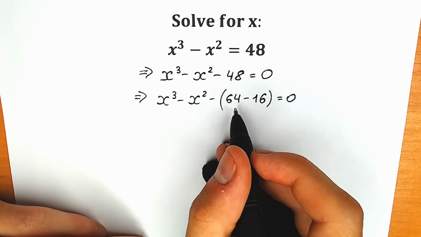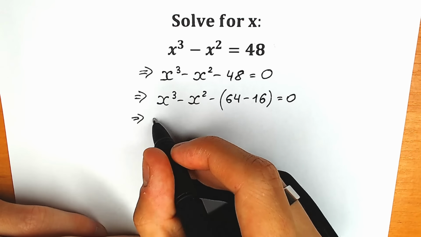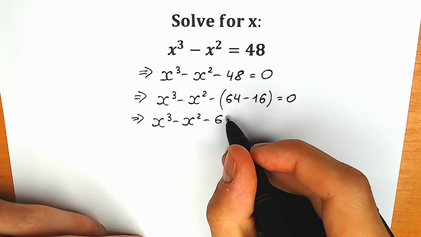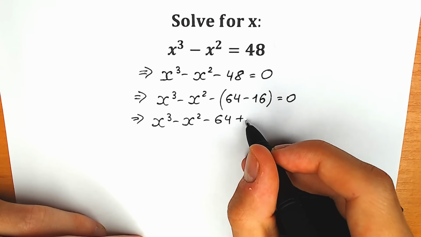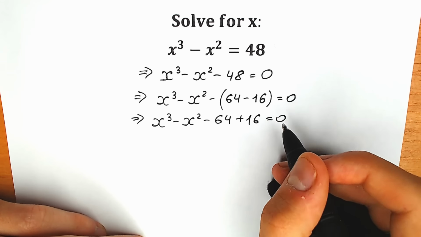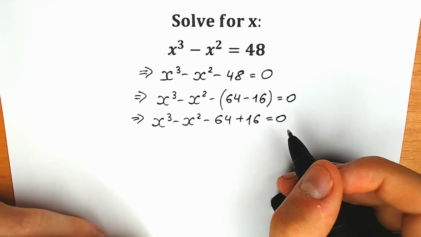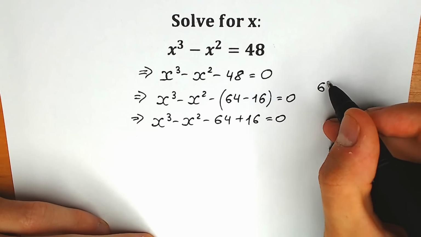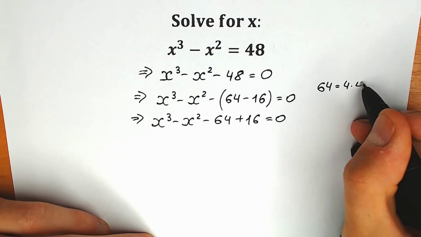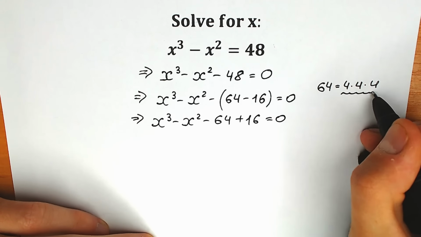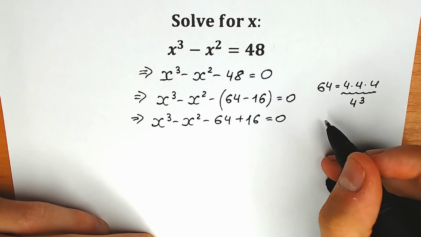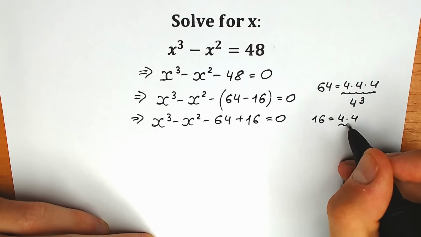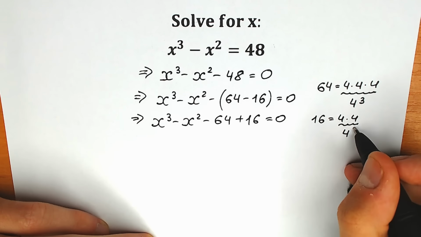What are we going to do next? Of course, let's open our parentheses. As a result, we have x cubed minus x squared minus 64 plus 16 equal to 0. But if you look closely, 64 and 16 are great values for us, because 64 we can write as 4 cubed. 64 is equal to 4 times 4 times 4, so this is 4 cubed, and 16 is equal to 4 times 4, so we have 4 squared.